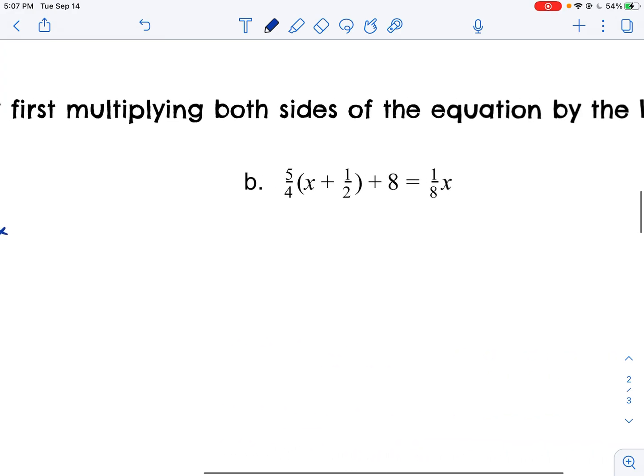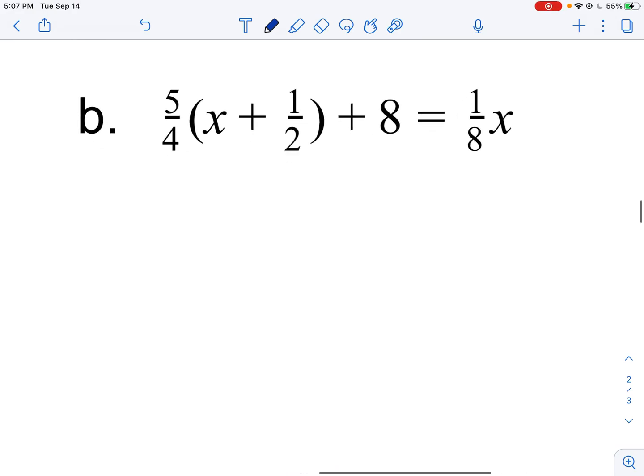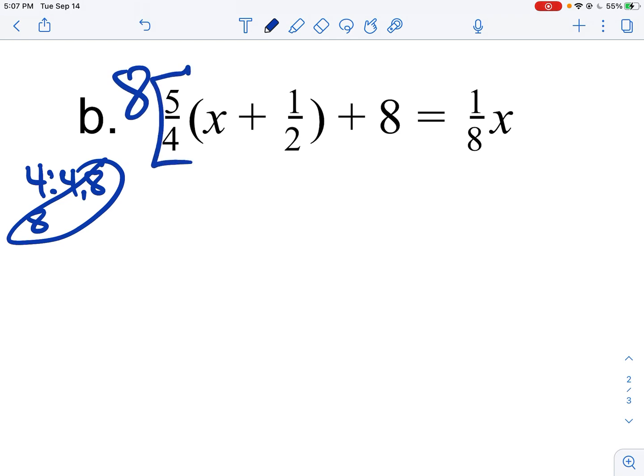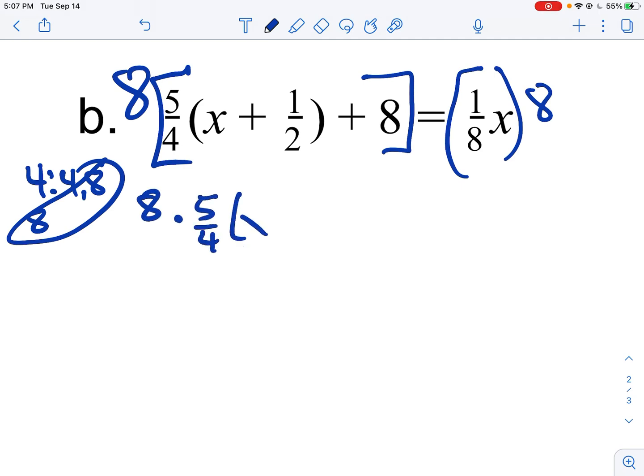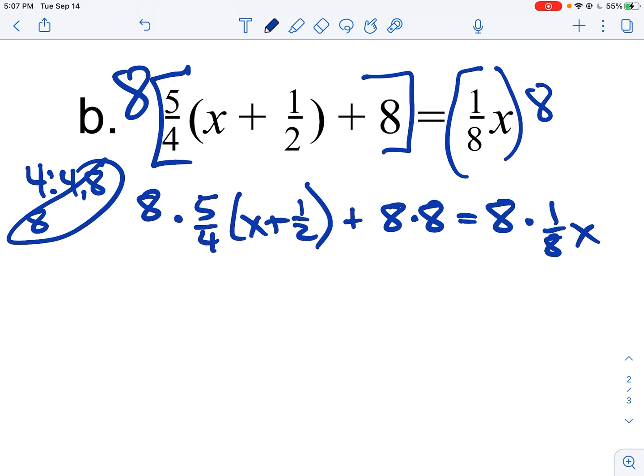Okay. The next one, my common denominator. I have 4, I have 8. 4, 8. Look at that. So 8 is my common denominator. So I take 8 and I multiply it by 5/4, x plus 1/2. And then I take 8 and I multiply it by 8. And 8 and I multiply it by 1/8 x. So this cancels, I get 2.